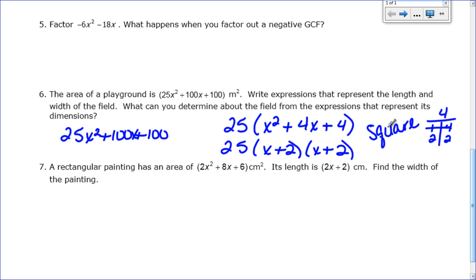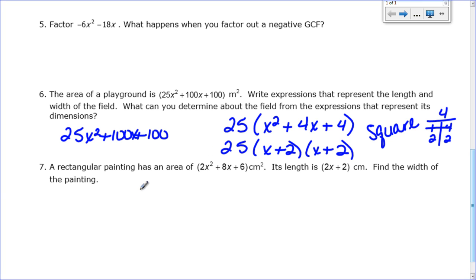So number 7, same kind of question. A rectangular painting has an area of 2x squared plus 8x plus 6. Its length is 2x plus 2. We have to find the width. So we have to factor this just like we've been doing. And when we're done, one of the factors is going to end up being 2x plus 2. So what we're looking for is the other factor that will give us the width.